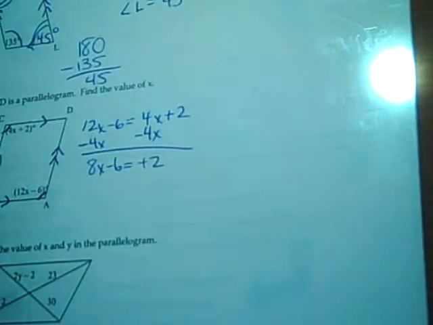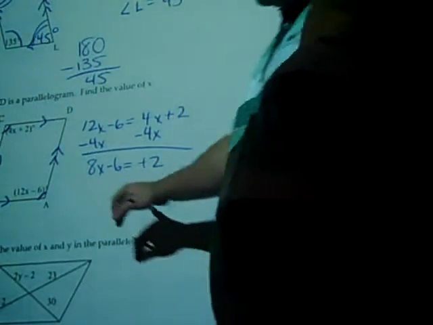So 12x minus 6 is going to be equal to 4x plus 2. Get rid of the smaller variable. And we come up here with 8x minus 6 equals 2. Well, I've got to be able to do something with this, so let's go ahead and move the number to the other side. So I have to add 6 to both sides. 8x equals 8. Divide that by 8, and x equals 1.